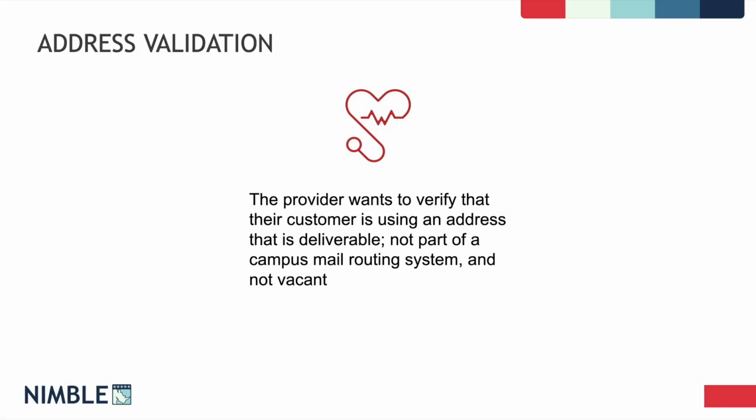Now, before they can schedule a shipment for the end user, they need to verify that the address is deliverable and not a vacant lot and not part of a campus or a commercial mail routing system.